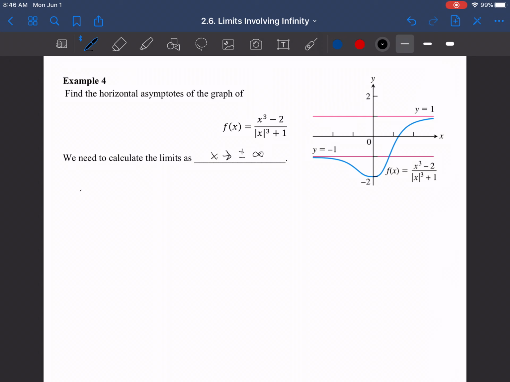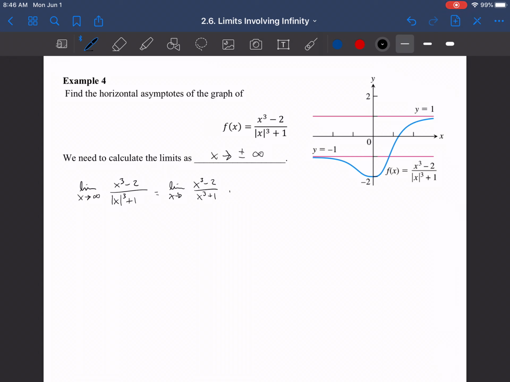And so let's take a look here. First, let's take a look at the limit as x goes to infinity. Here what happens is all of our x's are positive, so this would be x cubed minus 2 over the absolute value of x, then cubed, plus 1. And here, as we go to positive infinity, all of our x values are positive, so if you cube a positive number, you get a positive number. So we can just ignore that absolute value because we're taking the absolute value of a positive number. So this just becomes x cubed minus 2 over x cubed plus 1.